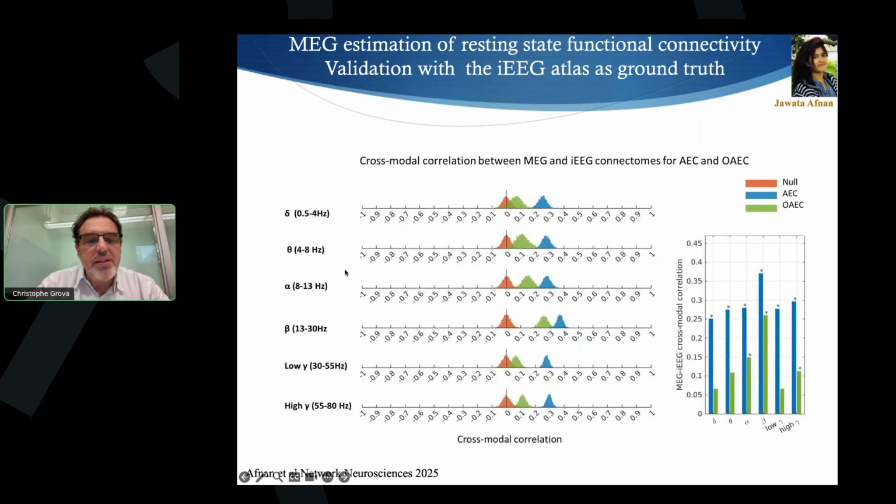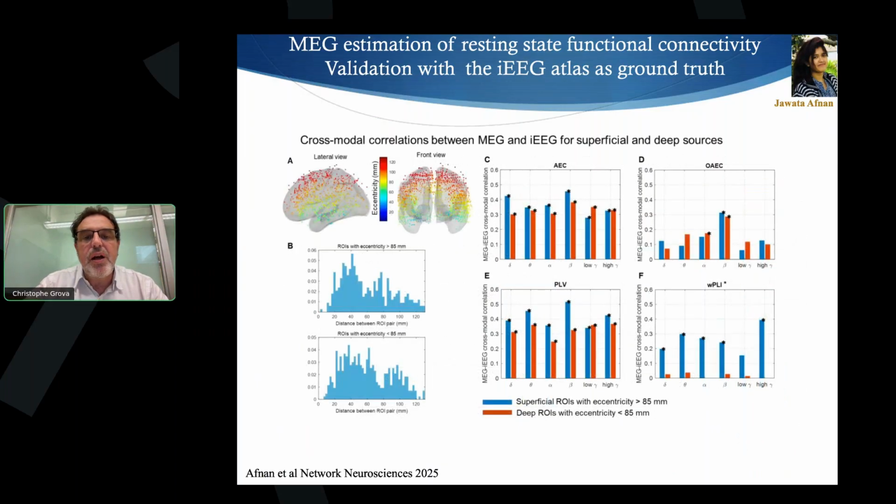And we did that in the different bands, and these are the results where you see that indeed the amplitude envelope correlation did quite nicely, and you reduce as expected when you remove the zero lag, but what remains is probably some of the true connections. And here you see our result for amplitude and also for phase measurements. And you see superficial regions in blue and deep regions in red.